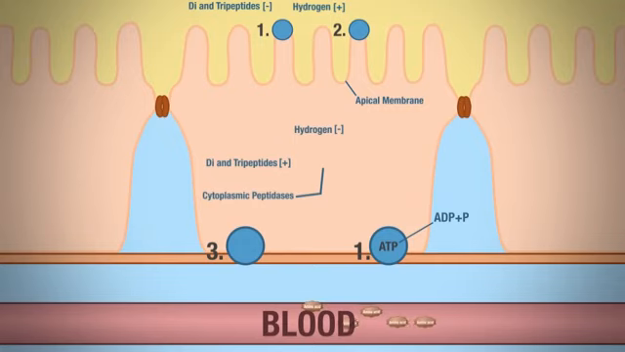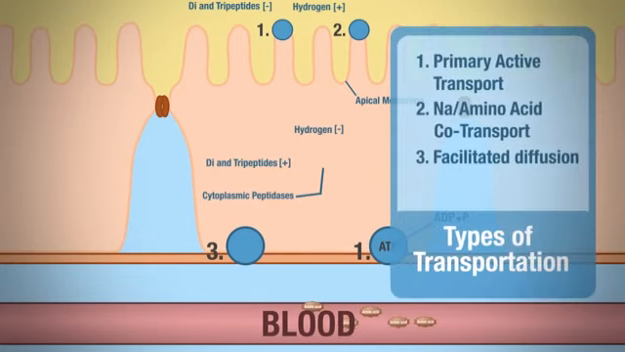So you still have to break down a di and a tripeptide into individual amino acids before you can actually absorb it. So that concludes the digestion and absorption of proteins.